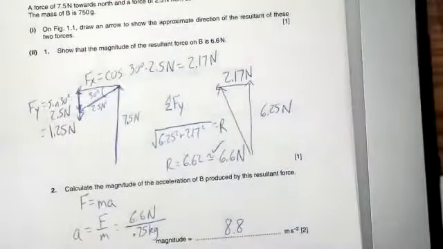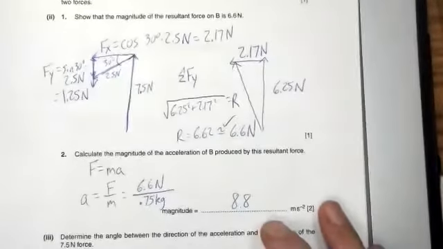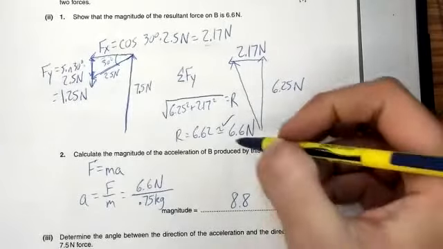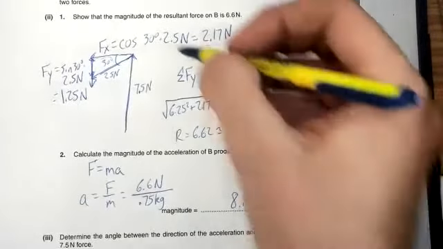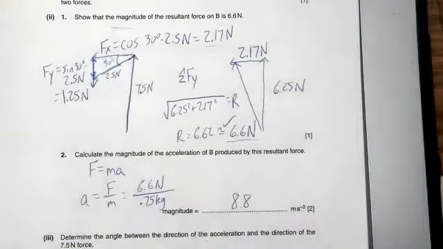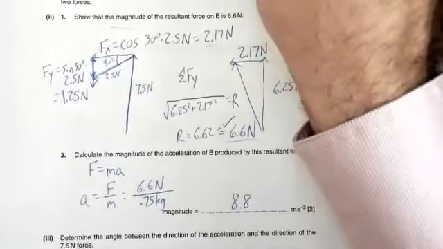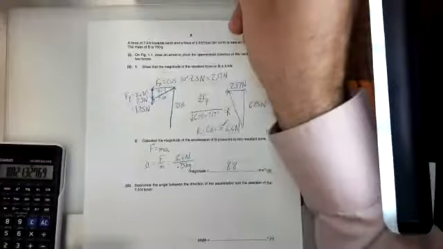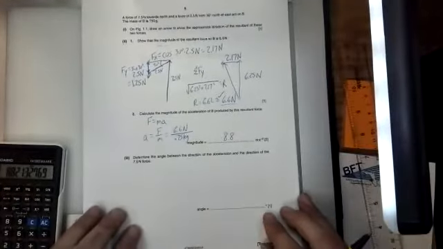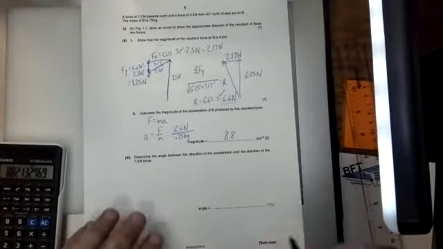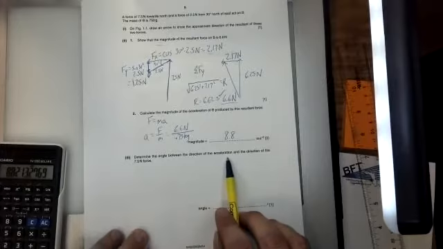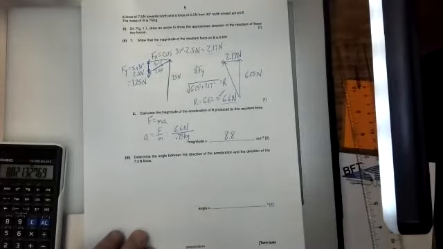Now, the way I worded it on the chalkboard, I asked you to determine the resultant force, but I didn't say calculate the magnitude of it like they were asking you to here. So I wanted you to calculate the whole vector information, in other words, the magnitude and the direction. And down here, we have a chance to answer the direction. It says determine the angle between the direction of the acceleration and the direction of the 7.5 Newton force.